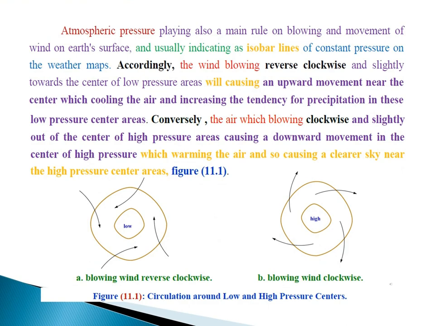Atmospheric pressure also plays a main role in the flowing and movement of wind on Earth's surface, and usually isobars indicate lines of constant pressure on the weather map. Accordingly, the wind flowing counterclockwise and slightly towards the center of low pressure areas will cause an upward movement near the center. Conversely, the air which flows clockwise and slightly out of the center of a high pressure area causes a downward movement in the center of high pressure, as shown in the enclosed figure.